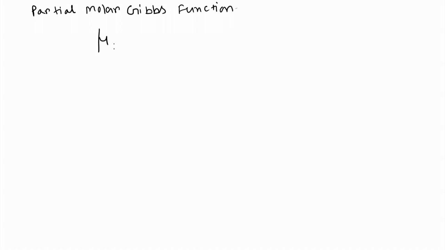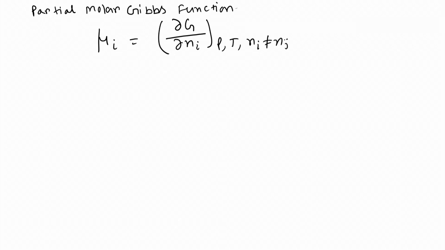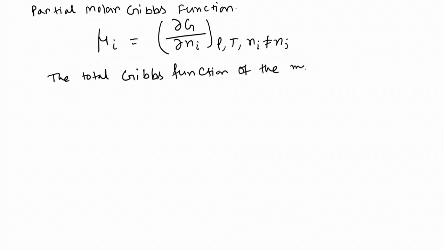Okay, so we know mu i is del G by del n i at constant pressure, temperature and when n j is not equal to n i, okay. And we have used here a binary mixture of A and B. So, the total Gibbs function of the mixture we can write G is number of moles of A times mu A plus number of moles of component B times mu B, right, okay.